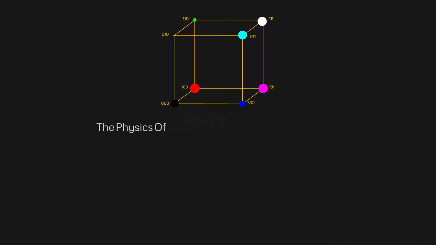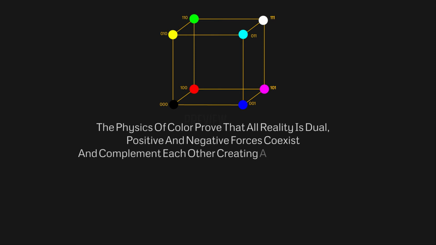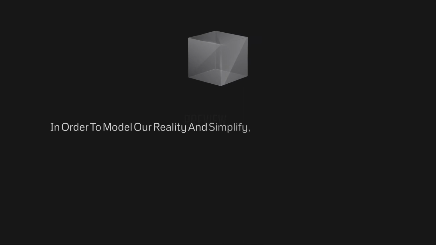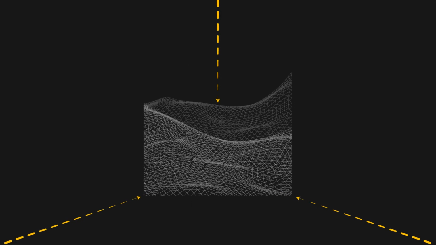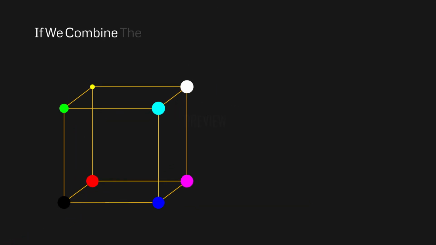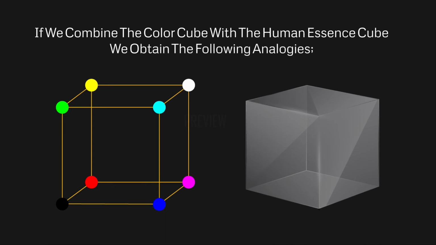The physics of color prove that all reality is dual. Positive and negative forces coexist and complement each other, creating a delicate balance that our mind perceives and understands. In order to model our reality and simplify the analysis, we normalize the cube from 0 to 1. But in reality, positive and negative forces coexist and interact constantly in our tridimensional space. If we combine the color cube with the human essence cube, we obtain the following analogies.